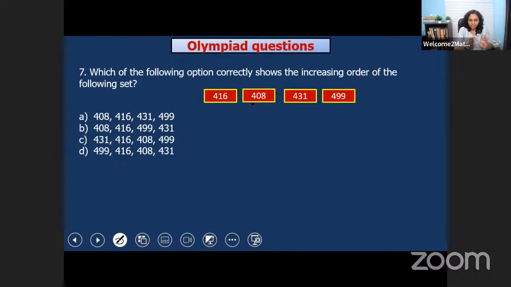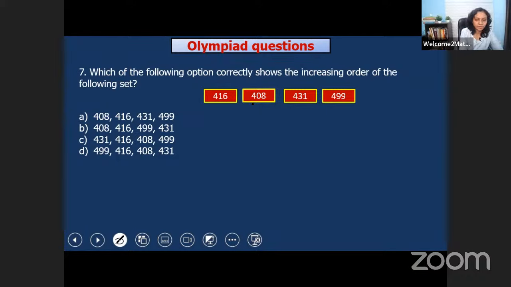So let's see the answers, and then I will check the answer box. Okay. You see, it's 416, 408, 431, 499. So we have to write the numbers in increasing order. That means smaller number to bigger number. In this way now. So you see, all the numbers start with 4.